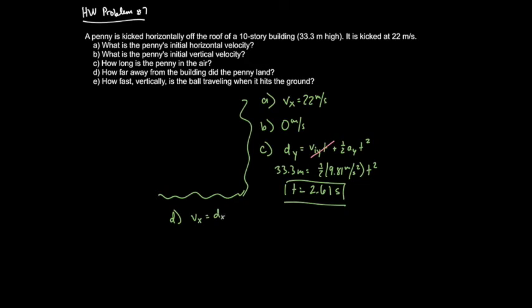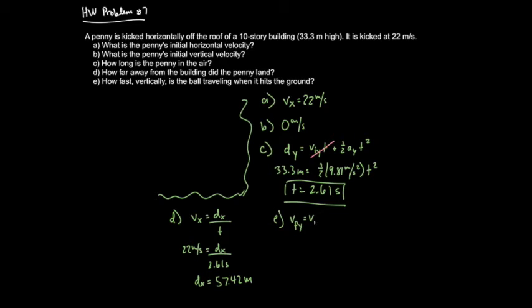Part D, how far away from the building did the penny land? So this is a horizontal distance, how far? And the good thing about this is that you can drag that t value, that time, into the x direction. They're going to happen simultaneously, so you could solve for dx. You get that dx is equal to 57.42 meters.